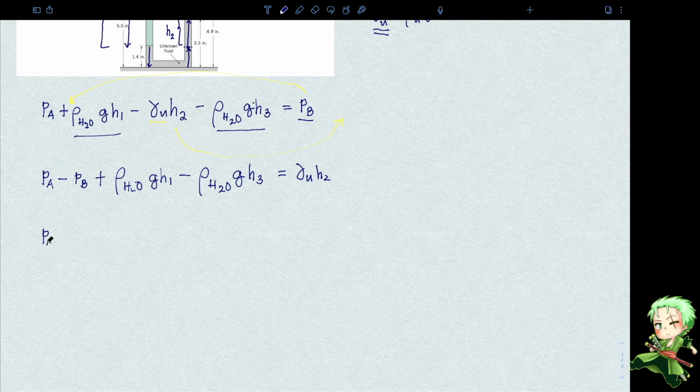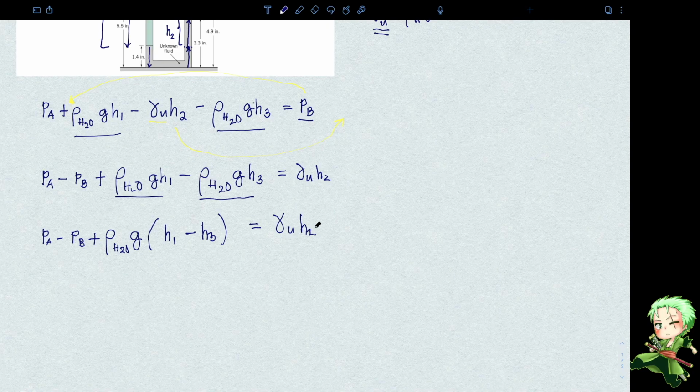I have PA minus PB, and then these two terms, which I underline, could be further simplified since there is a common term of gamma H2O, rho H2O, and the acceleration due to gravity G. Therefore, when I factor these two terms, what will remain is just H1 minus H3. So I'm hoping you can follow why that happened. And that is equal to gamma U H2.